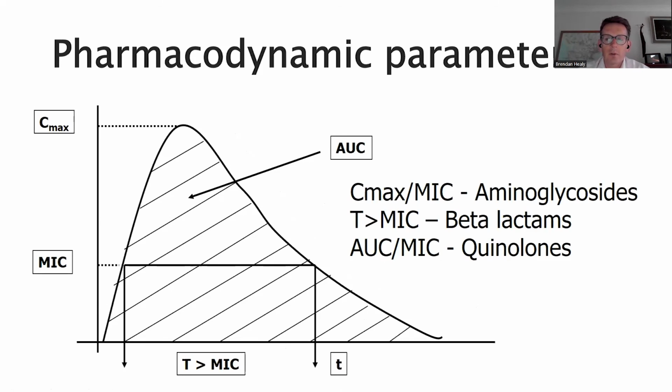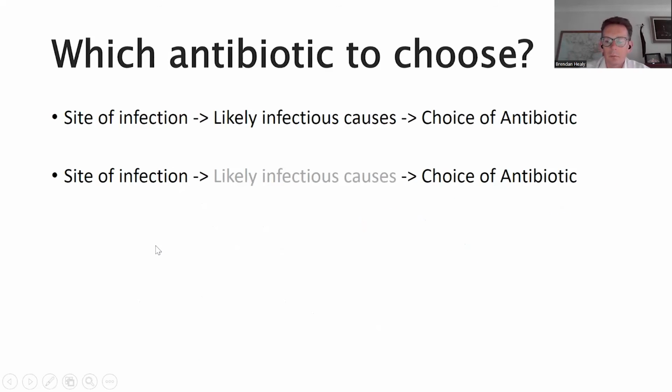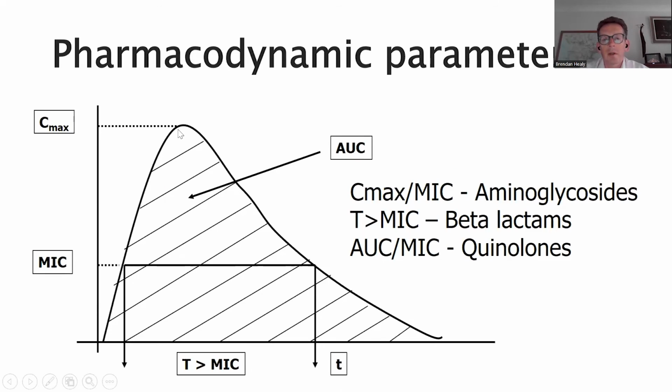There are different antibiotics which have different pharmacodynamic parameters that determine their efficacy. Aminoglycosides have concentration dependent killing, and they have a long post-antibiotic effect. So for aminoglycosides, the critical parameter is the Cmax over the MIC. That's why for aminoglycosides, we're really looking to try and get a high concentration.